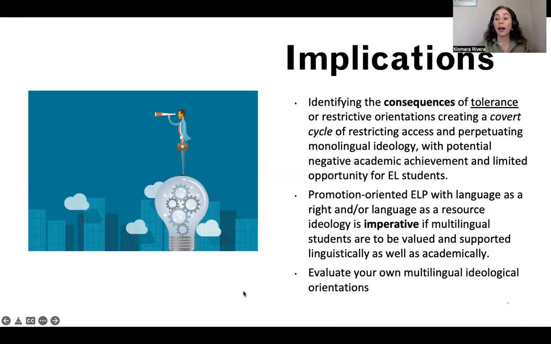Implications are identifying the consequences of tolerance or restrictive orientation, creating a covert cycle of restrictive access and perpetuating monolingual ideology, with potential negative academic achievement and limited opportunity for EL students or multilingual students. Promotion-oriented educational language policies, with language as a right or language as a resource ideology, are imperative if multilingual students are to be valued and supported linguistically as well as academically. And this gives us an opportunity to evaluate our own multilingual ideological orientations in order to explore how we are advocating for spaces for multilingual education or multilingual learners.